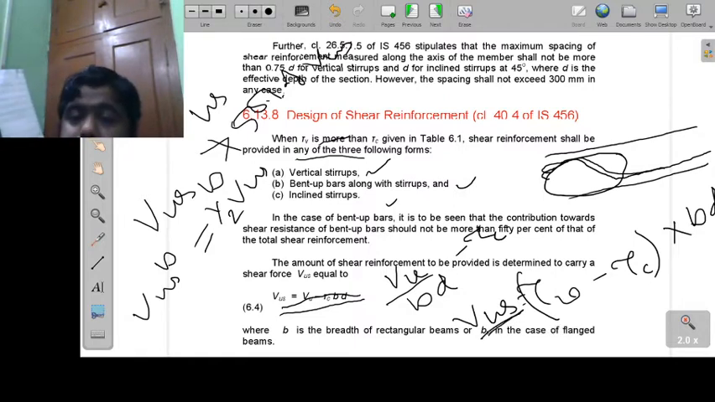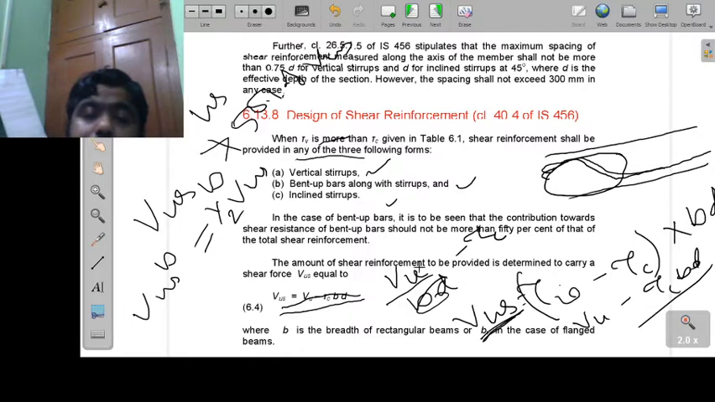This I said in terms of shear stress, so the unit is MPa. When you multiply this with the area, that gives you the value in terms of force, that is, in Newtons or kilonewtons. So you get tau v into bd minus tau c into bd. Tau v is equal to Vu upon bd, so bd gets cancelled. Tau v into bd is nothing but Vu, and tau c into bd is the same thing they have written here. So both have the same meaning.